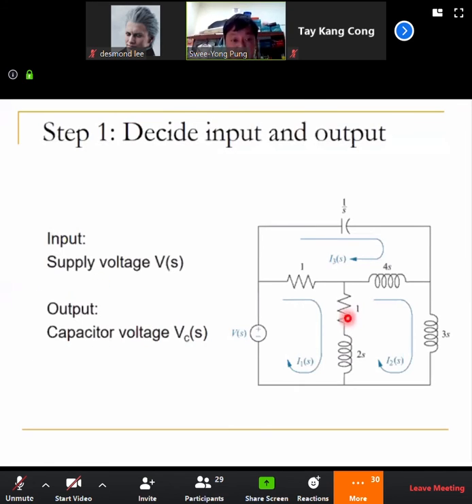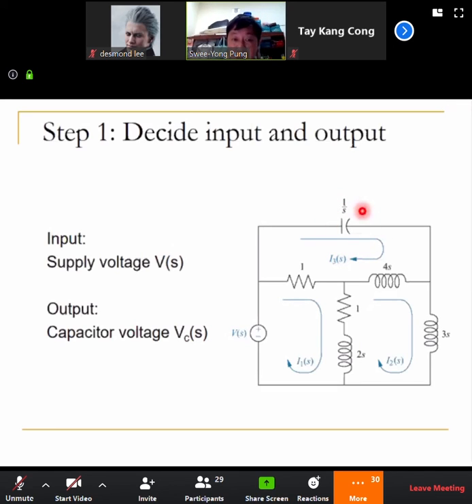Same thing we will need to do: decide the input and output, which is given in the question. Input is always 1. Output, what the question asks for, is the capacitor's voltage, which is VC, because there's only one capacitor in the circuit, right?